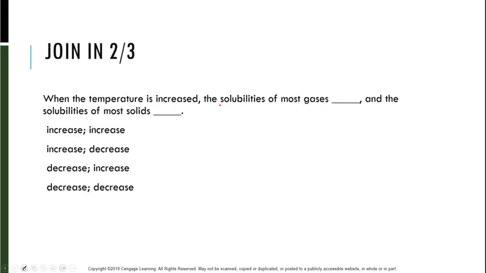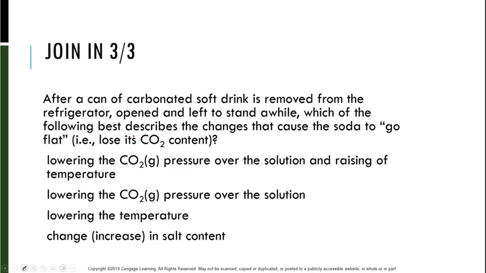When the temperature is increased, the solubility of most gases, hopefully you remember, decreases, and the solubility of most solids increases. And the last one: after a can of carbonated soft drink is removed from the refrigerator, opened, and left to stand for a while, which of the following best describes the changes that cause the soda to go flat? Hopefully you said that it was lowering the carbon dioxide pressure over the solution and the raising of the temperature.